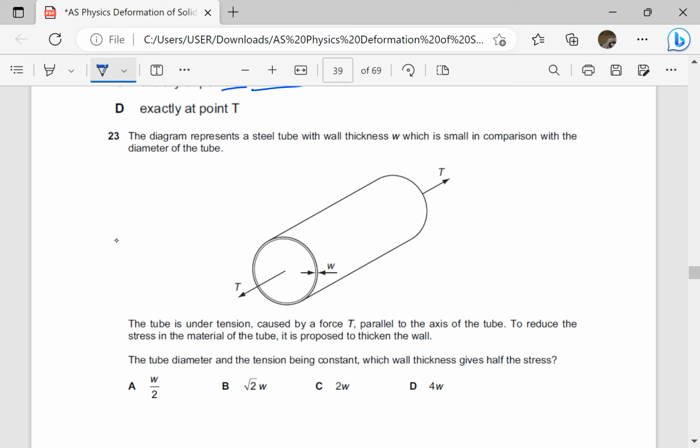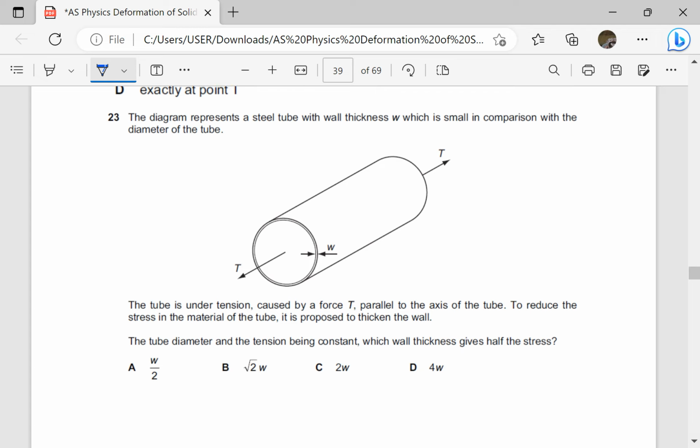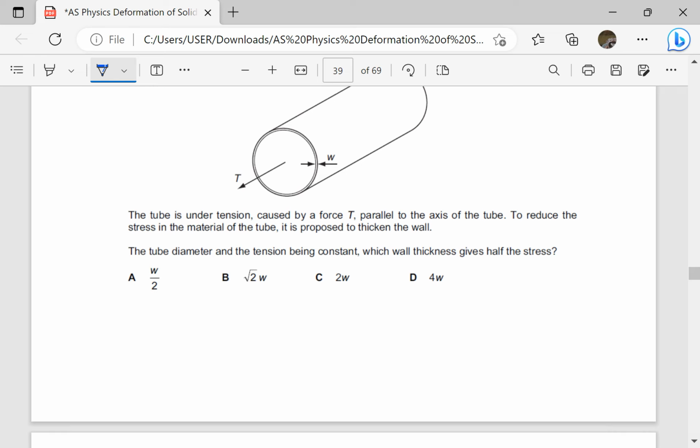The diagram represents a steel tube with a wall thickness W, which is small in comparison with the diameter of the tube. The tube is under tension caused by a force T parallel to the axis of the tube. To reduce the stress in the material of the tube, it is proposed to thicken the wall. The tube diameter and the tension being constant, which wall thickness gives half the stress?